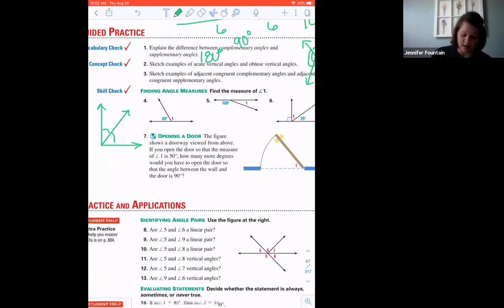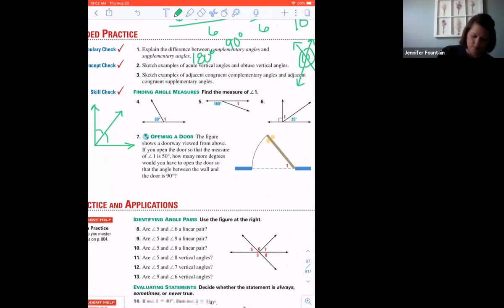Or you could even draw it like that, but they are adjacent because they're side by side. Oh, it says congruent. It does say congruent. Sorry, I was just doing adjacent complementary. It does say congruent, so it's going to have to be a bisector.